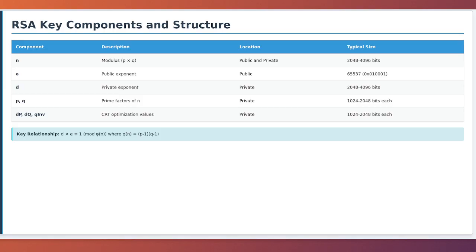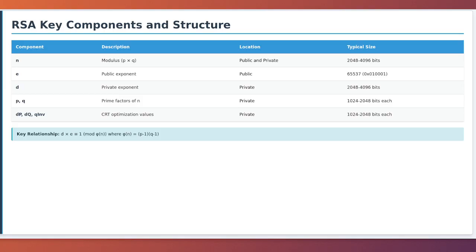RSA key structure and components. Let's start by understanding what an RSA key actually contains. An RSA key pair consists of a public key and a private key, each with specific mathematical components that work together to enable encryption and digital signatures. The public key contains just two components, n and e. The value n is called the modulus, and it is a large number which is the product of two secret prime numbers p and q. Typically, n is 2048 bits or 4096 bits in length.